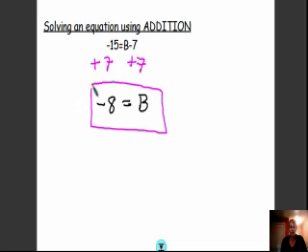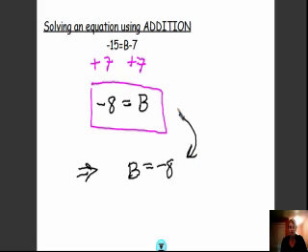Now it doesn't matter if you get it like this, negative 8 is equal to b, because that's the same thing as saying b is equal to negative 8. These two things here, these are the same.